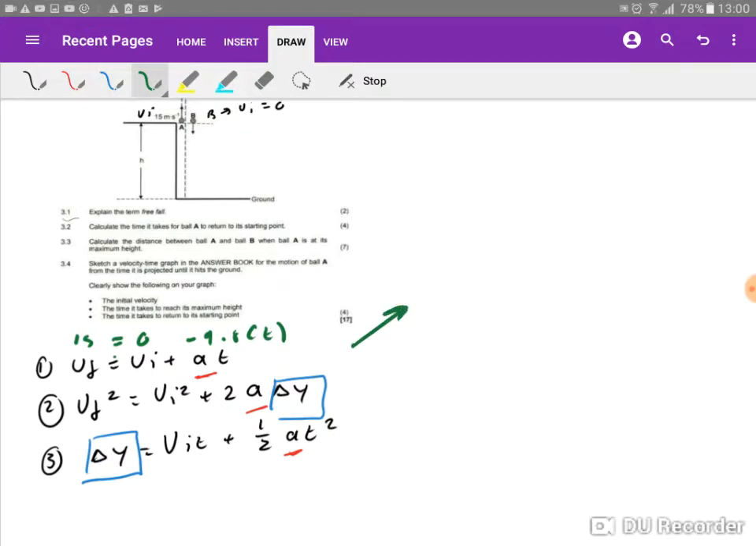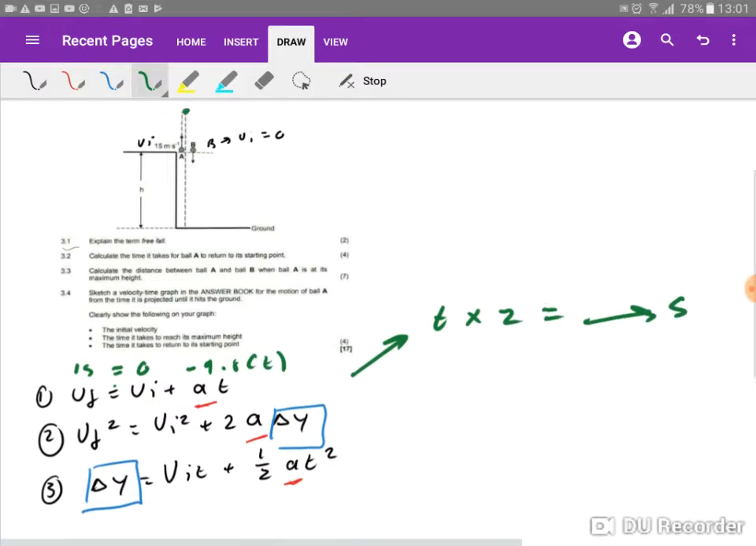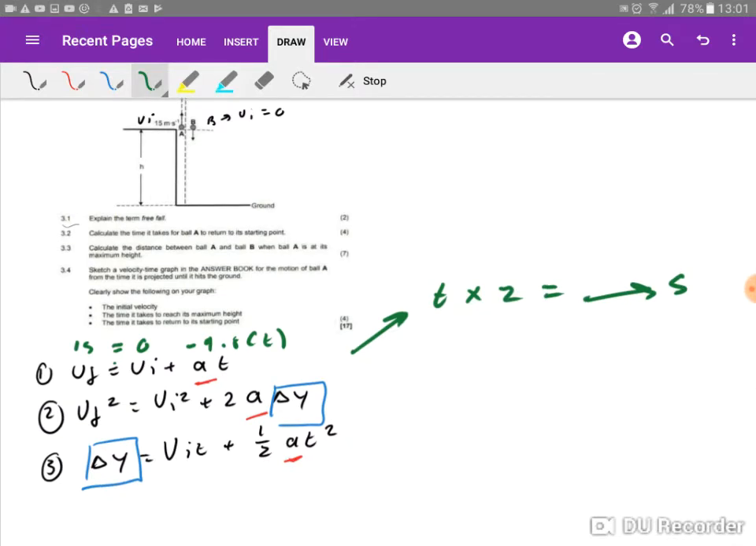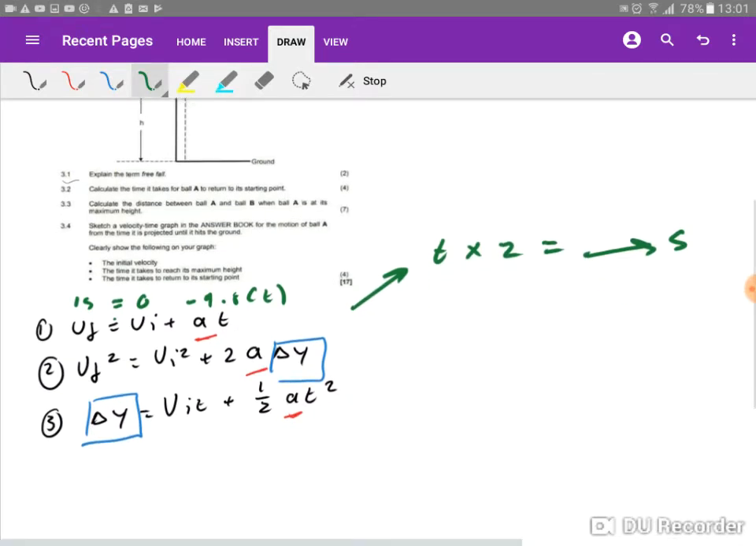And then this t, if we times that t by 2, we'll get the time it takes for it to return to its original position, in seconds. That's one way we could do it. Another way we could do it is if you look at another formula here. We'll look at this one. Actually, we can apply the first formula in another way as well.